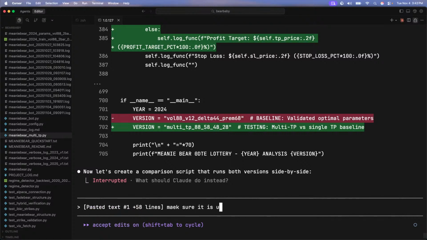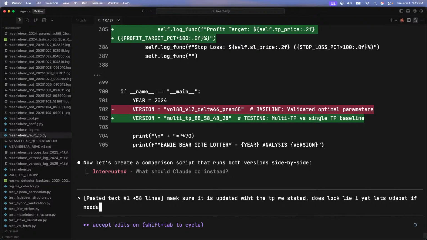Make sure it is updated with the TPs we stated. Doesn't look like it yet. Let's update if needed.